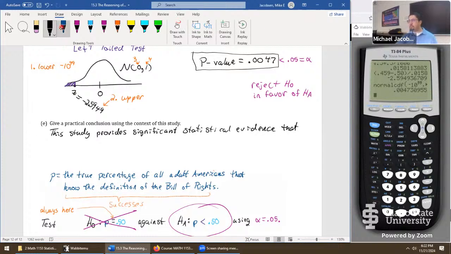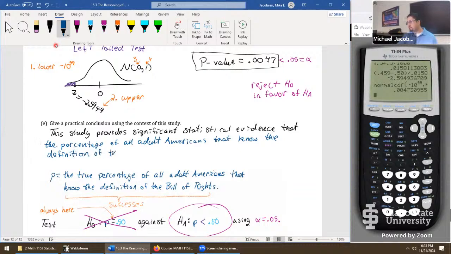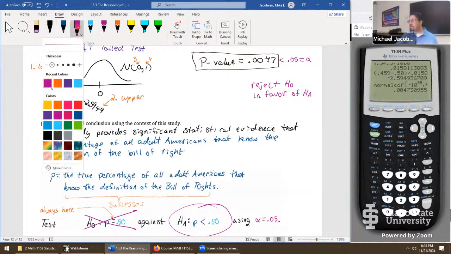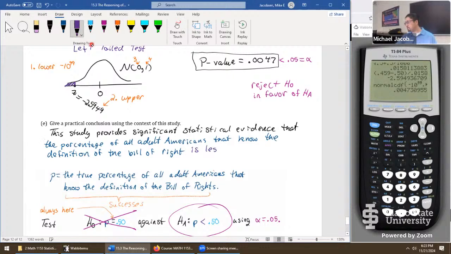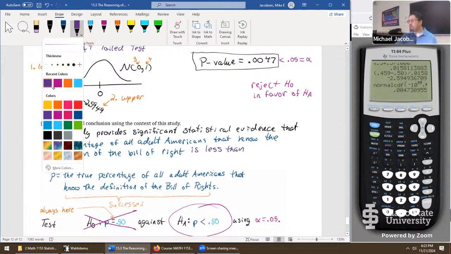that, I'll keep with the percentage like we called the parameter, the percentage of all adult Americans that know the definition of the Bill of Rights is less than 50%.